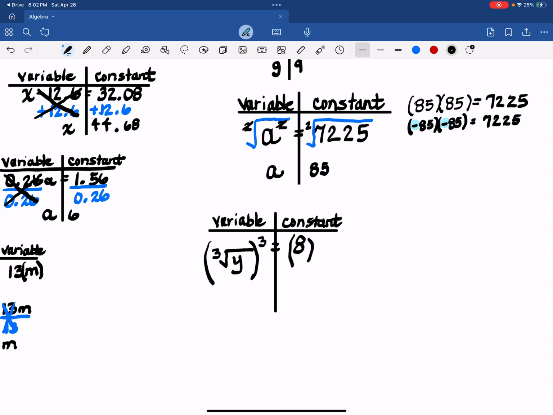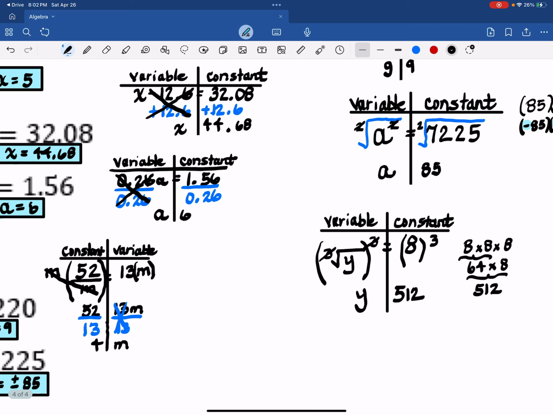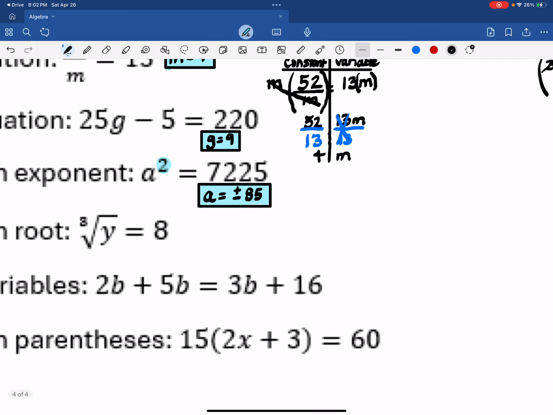And if you do it to one side, you have to do it to the other. So this 3 and this 3 will cancel with the root sign, so you're left with y. And over here you have 8 to the third power, which is 8 times 8 times 8. That's 64 times 8. And I used my calculator. That is 512. That's your final constant. So for that one, and this is not an even exponent, so it is 512.